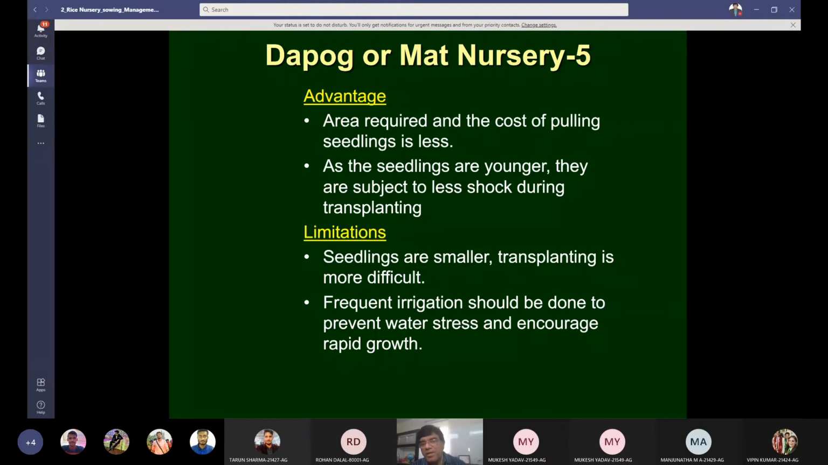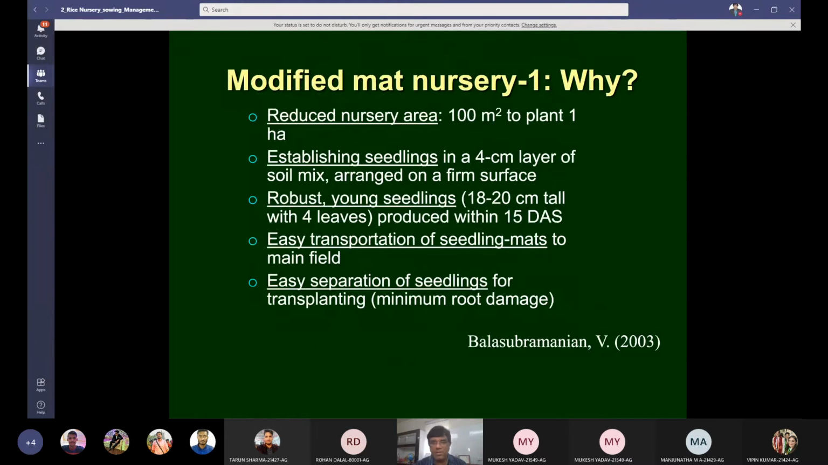But in some countries like Vietnam or Indonesia, and maybe some other parts, some farmers still use the depot method or mat nursery method. Now, the modified mat nursery method is the best, developed by the International Rice Research Institute. So here you find reduced nursery area.